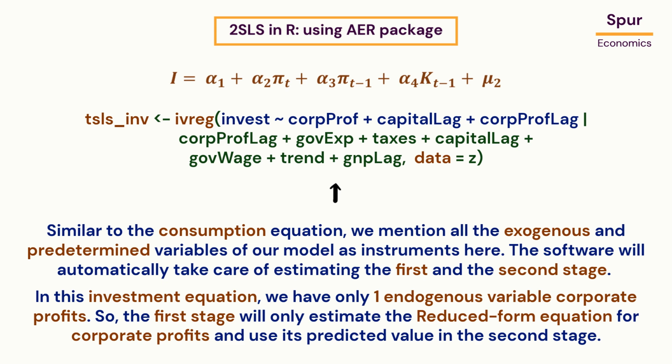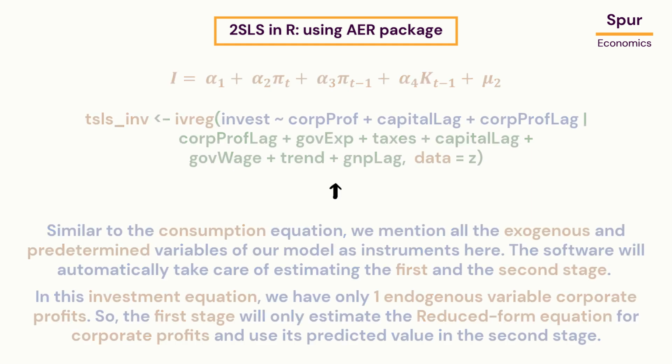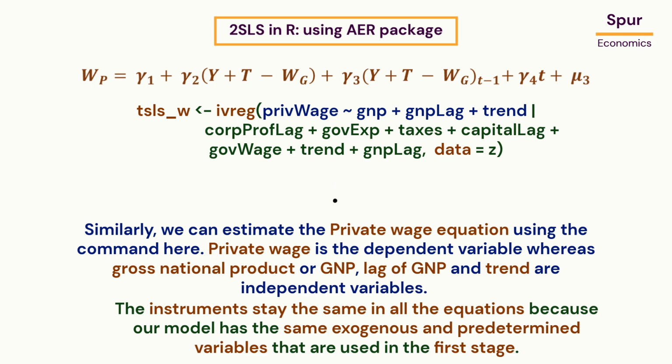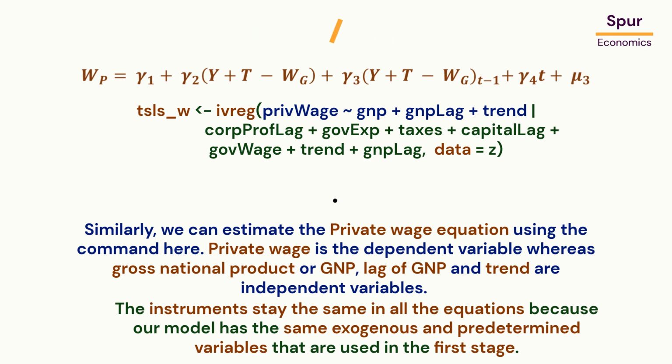In this investment equation, we have only one endogenous variable: corporate profits. So, the first stage will only estimate the reduced form equation for corporate profits and use its predicted value in the second stage. Similarly, we can estimate the private wage equation using the command here. Private wage is the dependent variable, whereas gross national product or GNP, lag of GNP and trend are independent variables. The instruments stay the same in all the equations because our model has the same exogenous and predetermined variables that are used in the first stage.